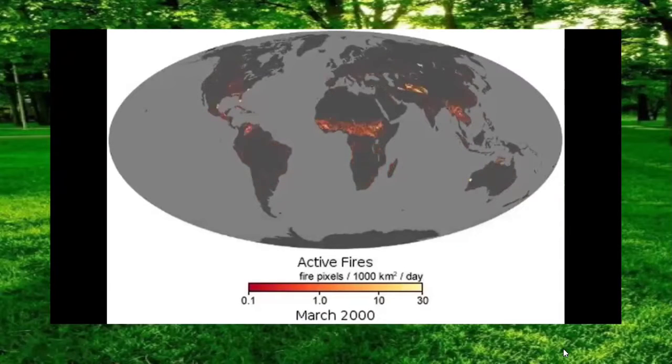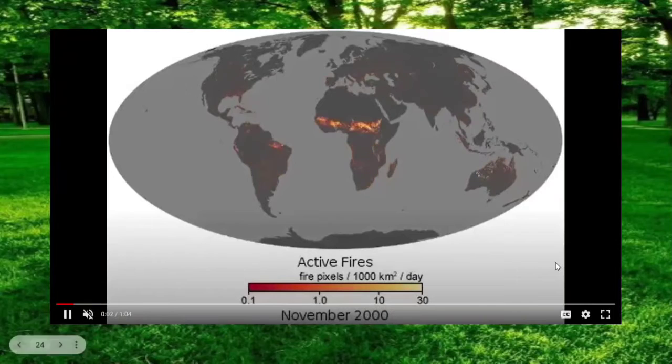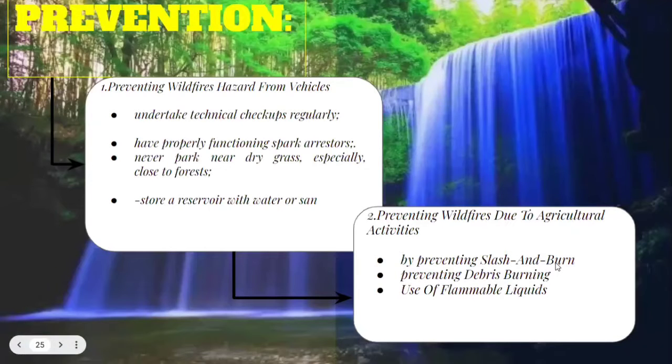Next, the most important thing to be discussed is how to prevent forest fires. Firstly, the prevention of wildfire hazard from vehicles. How do we prevent it from vehicles? By undertaking technical checkups regularly of our own private vehicles that we drive, by having properly functioning spark arresters, by never parking near dry grass, especially close to forests, and by storing a reservoir of water or sand.